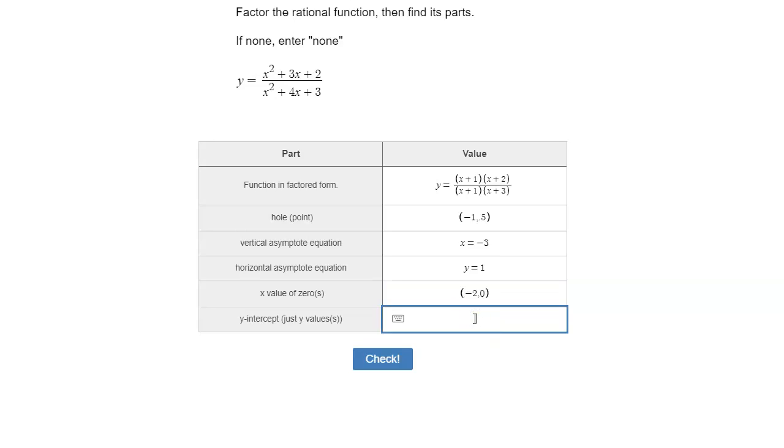So the y-intercept, where you have an x value of 0, is when your x's are 0. So what you do is you plug in x is equal to 0 into your function, and you're going to get 2 over 3.